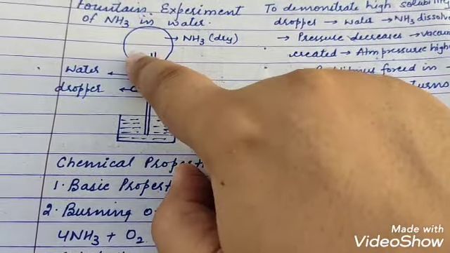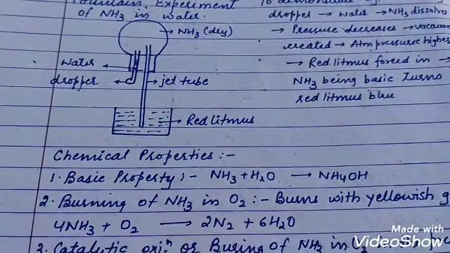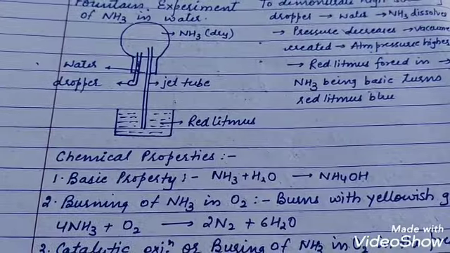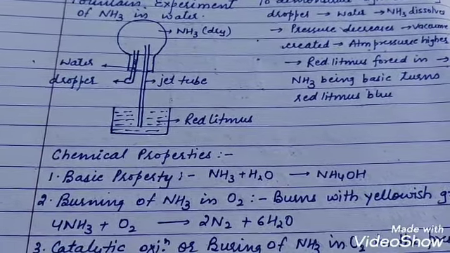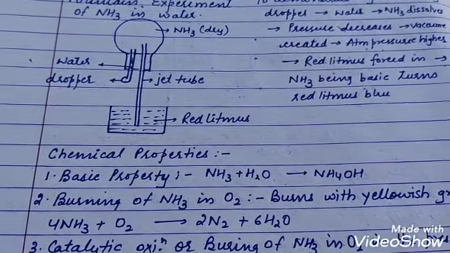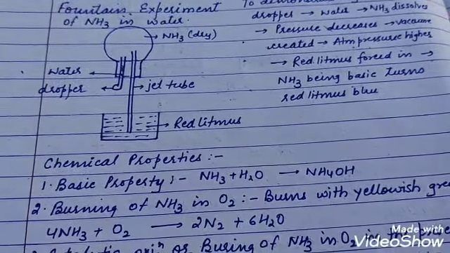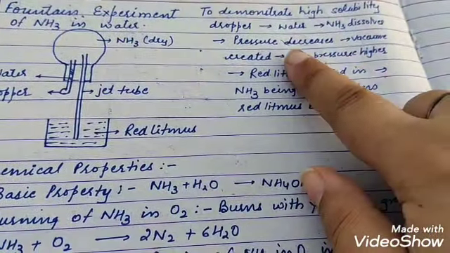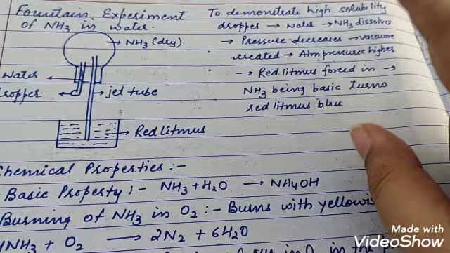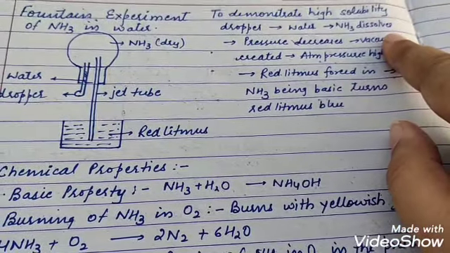But now inside it, as I told you when we started the video, when ammonia dissolves in water, it forms NH4OH. Now what is present? OH minus ions. So what will happen? This red litmus will turn blue. So see here, from the dropper we have placed water. Water will go inside, and ammonia will get dissolved.